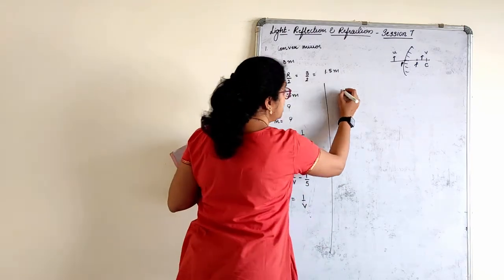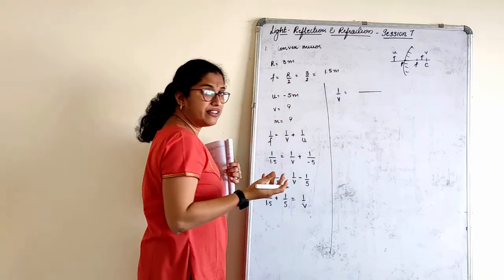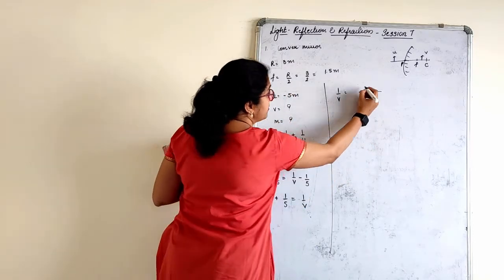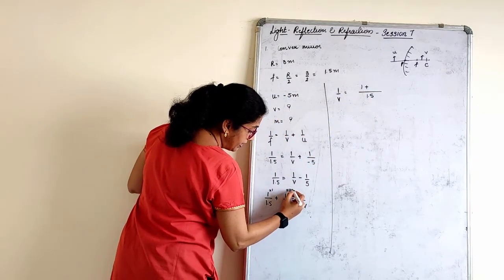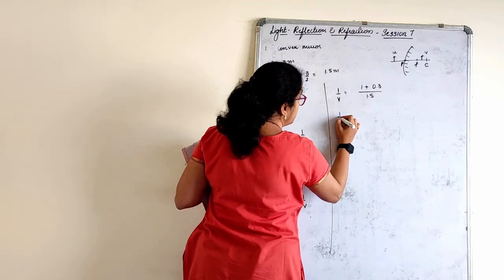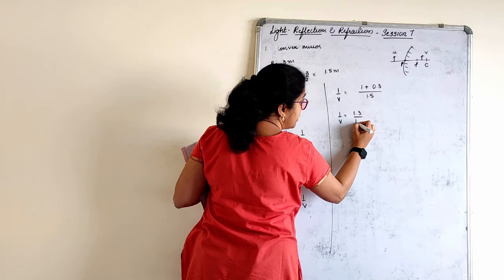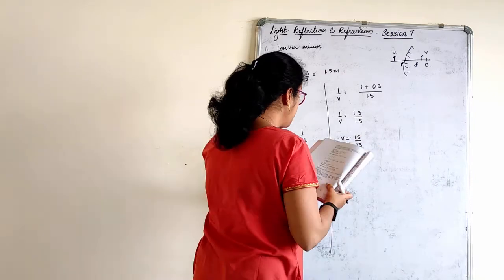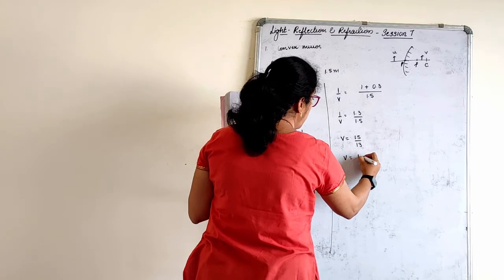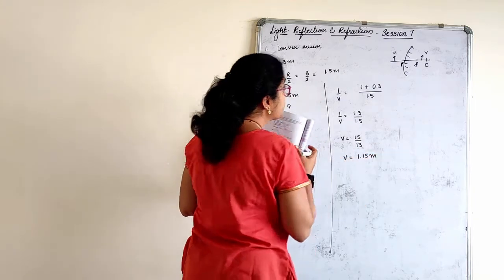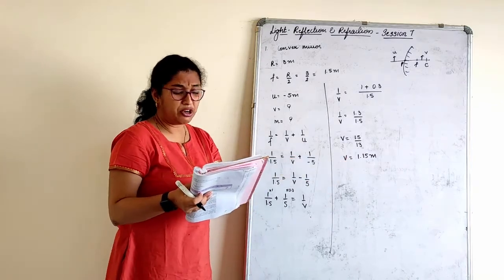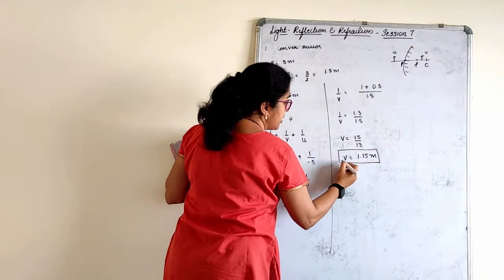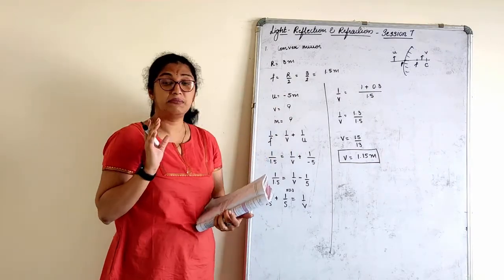The LCM of 5 and 1.5, 15. That is here 1.5 into 1, plus 5 3s are 5 into 0.3. 1 by v is equal to 1.3 divided by 15. So reciprocal. v is equal to 15 by 13. Therefore, the value of v is 1.15 meter. Now, is the value of v plus or minus? It is plus. You need not mention plus. If nothing is written, we understand plus. See there, it is this side. As soon as you write the v value, see the unit meters, give the conclusion.